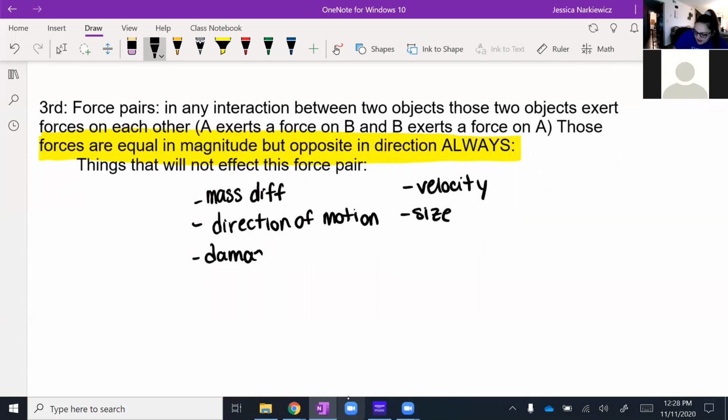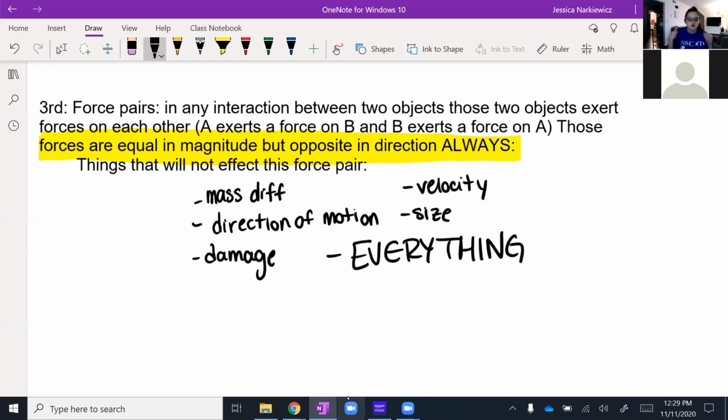Damage. It doesn't matter if one object gets super damaged in that interaction and the other object doesn't. The forces between them are still exactly the same. Everything will not affect this force pair. It doesn't matter any sort of differences in the interaction. Those forces are always and forever the same.